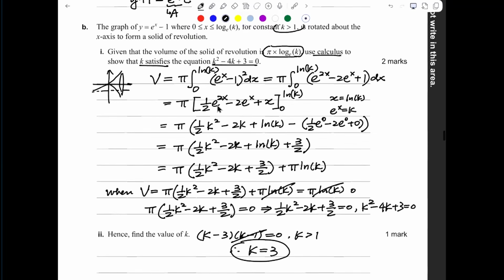Quite a bit of working for 2 marks, but the question said use calculus to show that k satisfies this equation. So I believe the expectation is to show the construction of the definite integral and how you obtain a correct antiderivative. Once you get a correct antiderivative, show the work equating the k expression to pi log e k and do the cancellation leading to the correct answer.